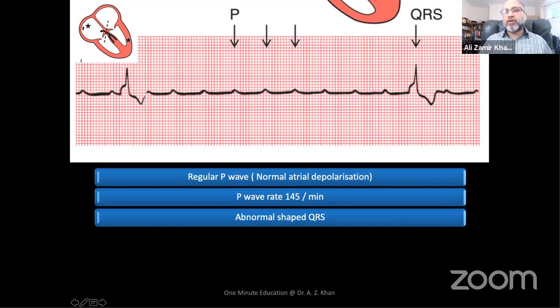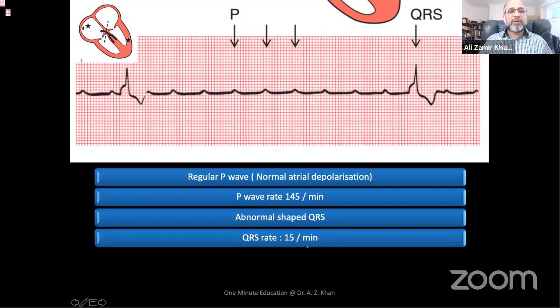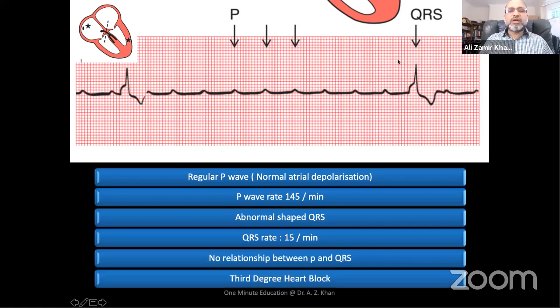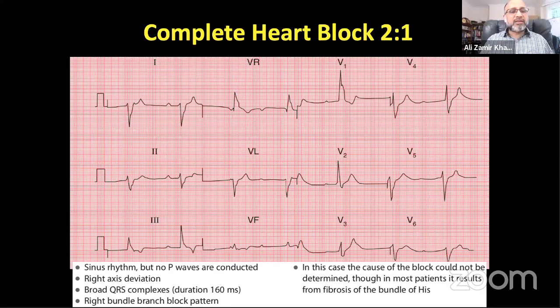This is not the normal way QRS is supposed to look. And if you calculate the rate, the QRS rate is 15 per minute, and there is no relationship between the P wave and the QRS. This is indicative of third degree heart block, okay? So very important to understand this. Third degree heart block always needs a permanent pacemaker, okay? So this is exactly what happens. Look at this again, the whole analysis is given at the bottom. This is complete heart block, 2:1, okay?